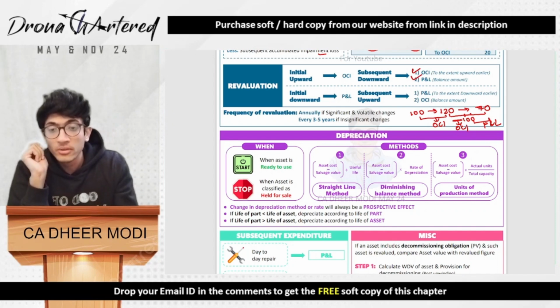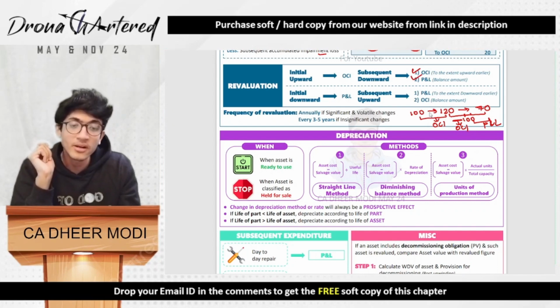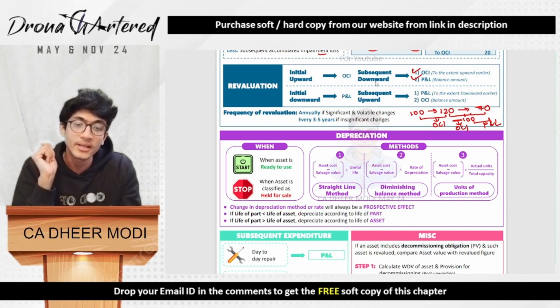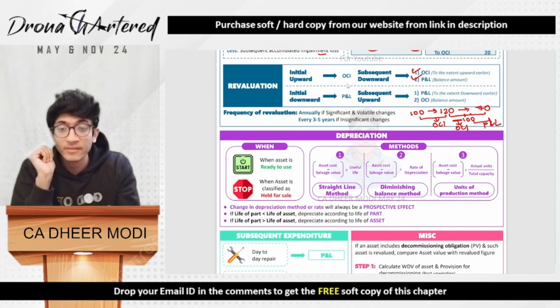Okay, so this was when initially we had upward revalue, that means from 100 to 120, and then subsequent downward, that is 120 to 70. Okay, now let's see a different example.